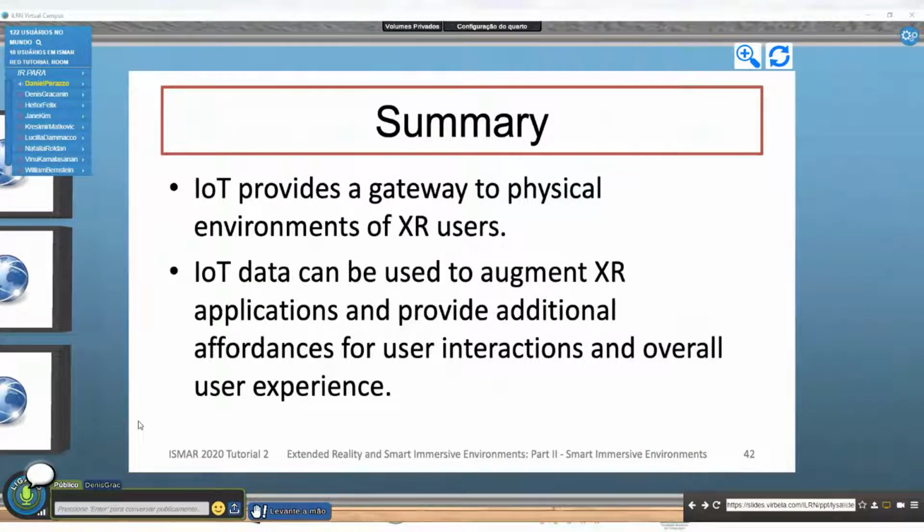In summary, what we have covered in this part when talking about smart immersive environments is how the Internet of Things provides a gateway to the physical environments of extended reality users. In other words, how we can use IoT to get context and information about the physical environment where the user is. With that, we can use IoT data to augment extended reality applications, and also to provide affordances for user interaction and overall user experience, by providing affordances for embodied interaction.